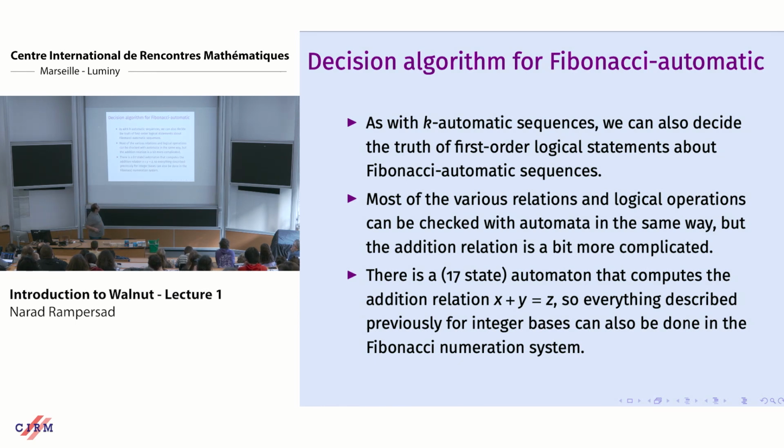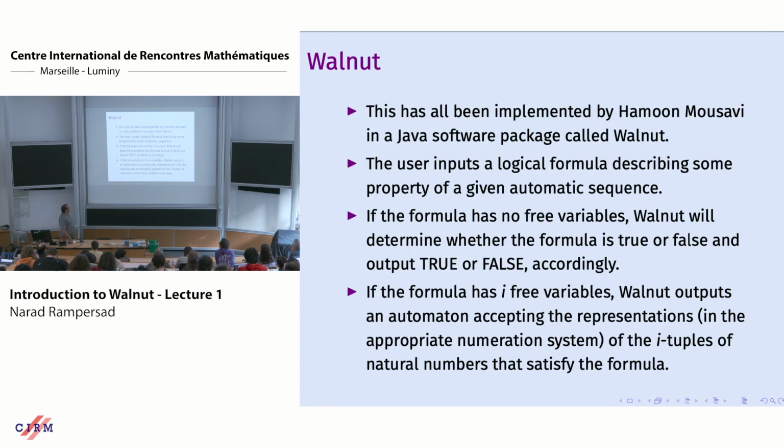And like I said, you can implement the same construction I showed you before. The important thing is that there is an automaton that can check addition in the Fibonacci numeration system. Okay, now finally I can start explaining what Walnut does. Walnut implements the decision procedure that I sketched.